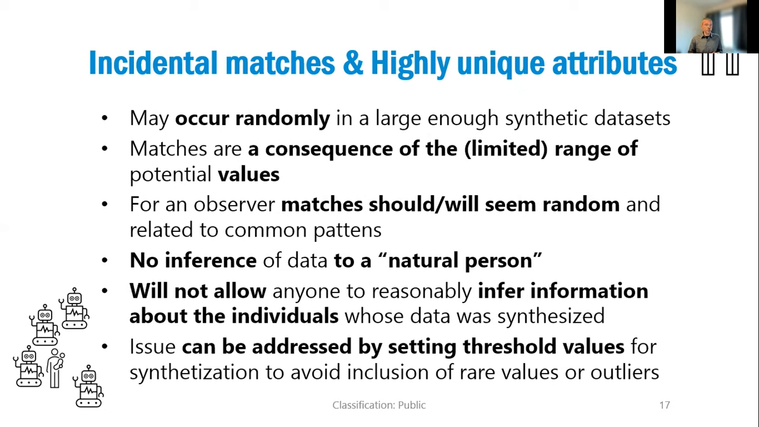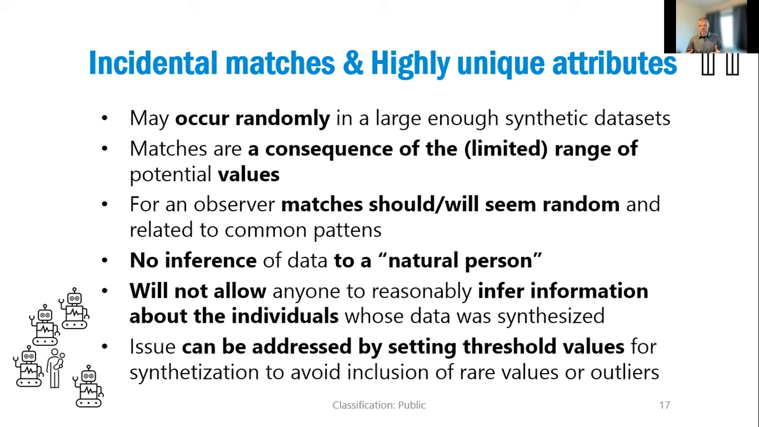So a match is usually a consequence of a limited range of potential values or attributes you have for a certain set. But the difference is that for an observer, these matches would seem random. So you cannot infer from an incidental match to a real person. And also they are related to common patterns, be it salary, for example, or certain health conditions.